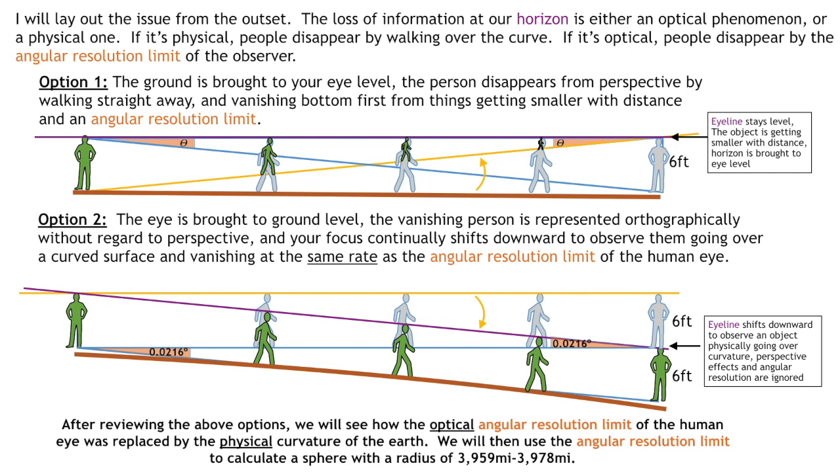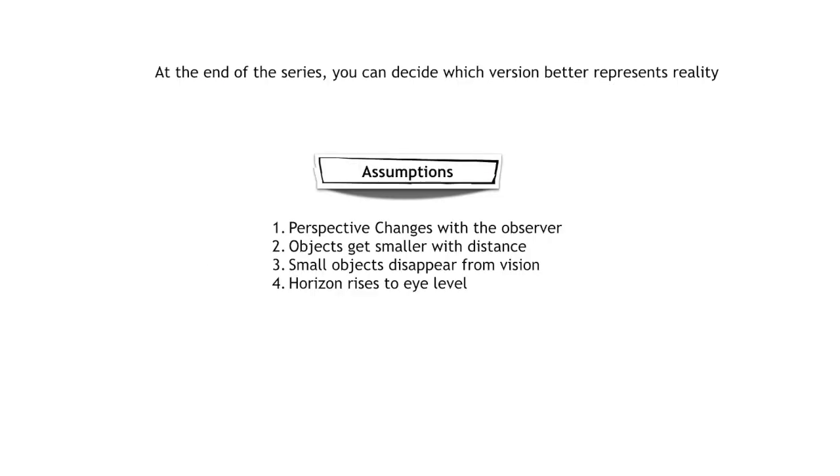After reviewing the above options, we will see how the optical angular resolution limit of the human eye was replaced by the physical curvature of Earth. We will then use the angular resolution limit to calculate a sphere with a radius of 3,959 miles to 3,978 miles. At the end of the series, you can decide which version better represents reality.